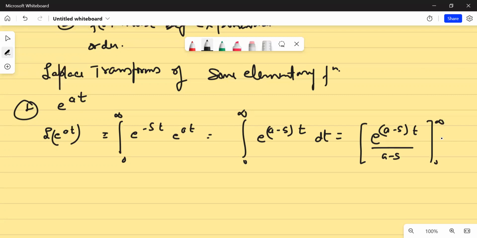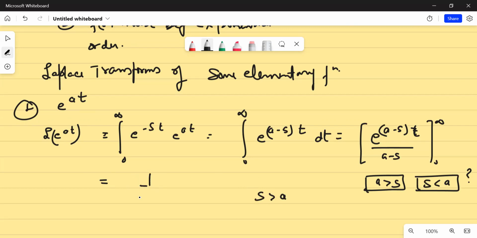And one can clearly see that this particular integral would diverge if a is greater than s. So if s is less than a, then this term would remain positive. And if this term remains positive, if we place infinity as the upper limit, then this particular thing would diverge. So what is the condition for existence or convergence of this particular integral? The condition should be that your s must be greater than a, and in that particular case, your Laplace transform would be 1 upon s minus a.